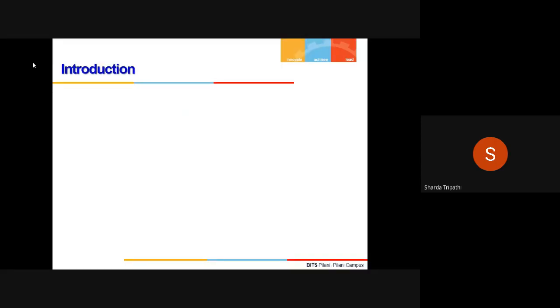So in today's class, we are going to start with the new topic. These are the FETs, or field effect transistors. So what are FETs? Basically, FETs are another type of transistor, as it's already evident from the name. And since it's a transistor, it is also a three-terminal device.